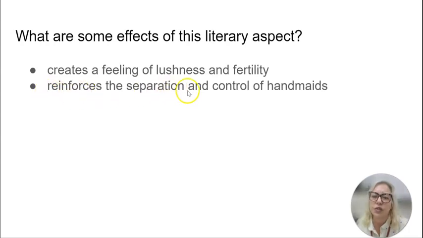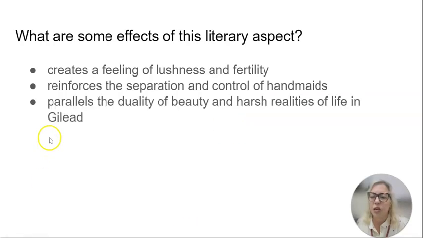Also, is the separation and control of the handmaids. Think about Serena Joy's garden. It's not Offred's garden. That's not her domain. It's Serena Joy's domain. And so there's some separation and control happening there. I think also it parallels the duality of beauty and harsh realities of life in Gilead.